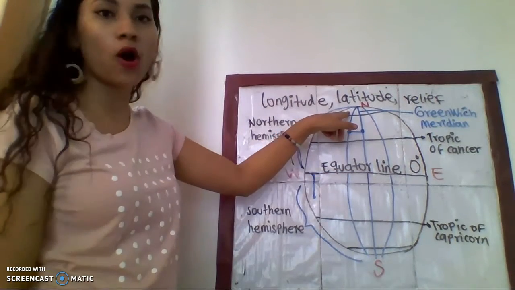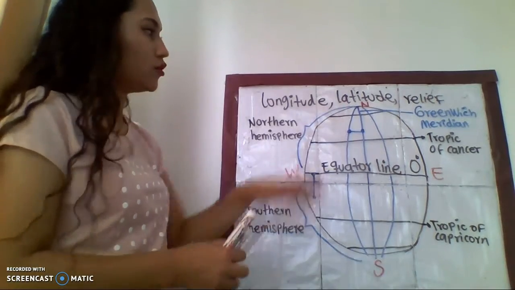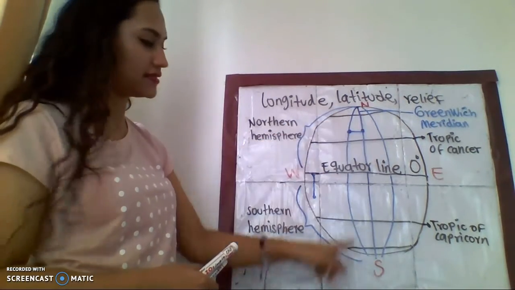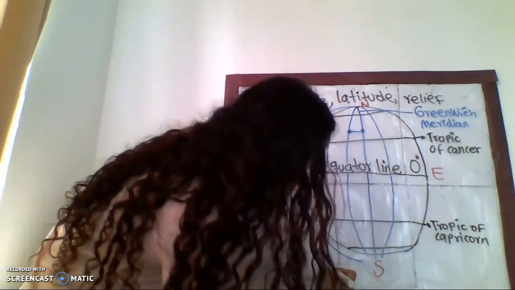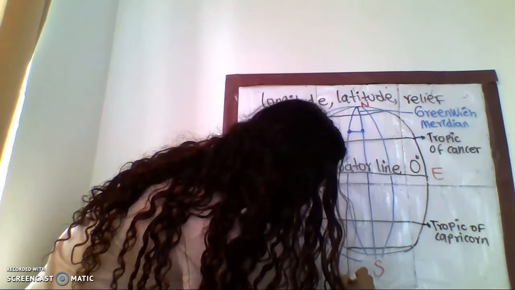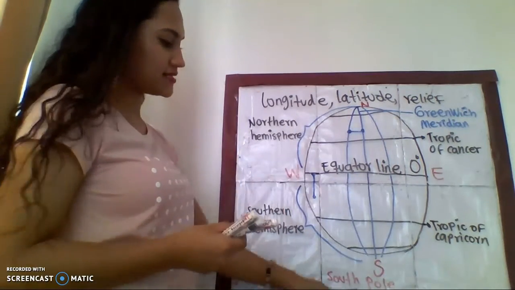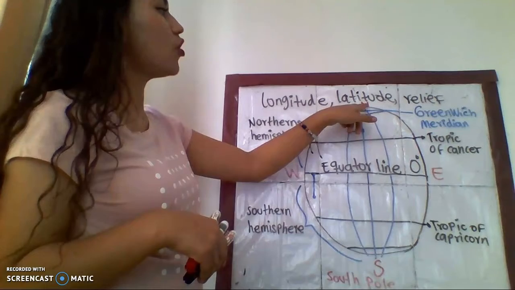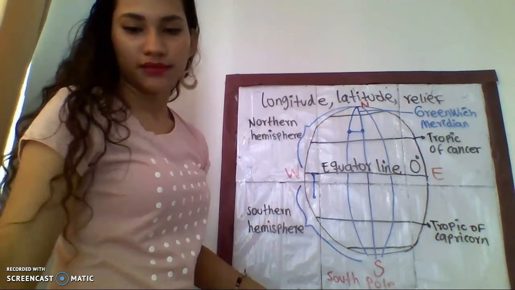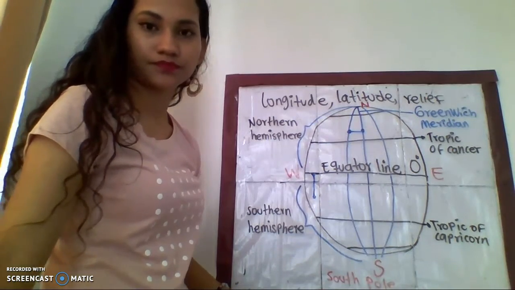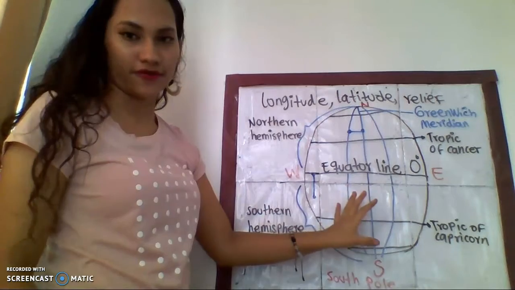Now, these are the poles. This is the North Pole and the South Pole. Los polos. Here I have a space. I'm going to write South Pole. This is the South Pole and the North Pole. And this is the longitude and latitude of the Earth.